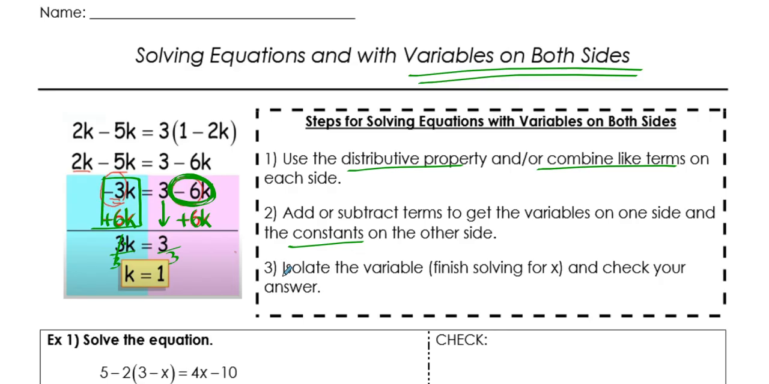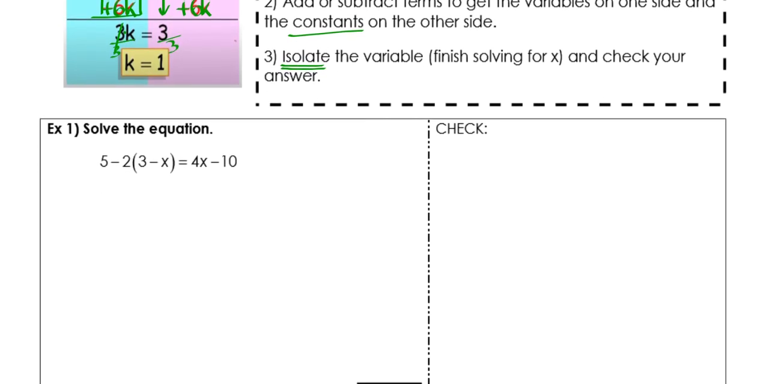So the goal is still the same. We're trying to isolate the variable or get it by itself. The problem is now we have a variable on both sides. So you have to combine the variables to one side, move all the constants to the other side, and then in that last step, you almost always are going to divide.